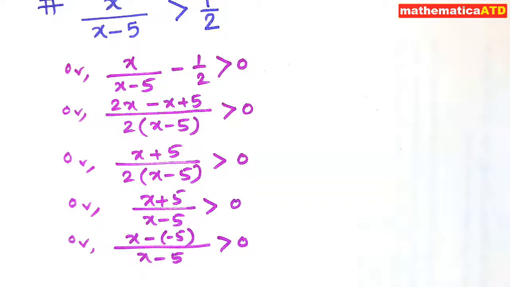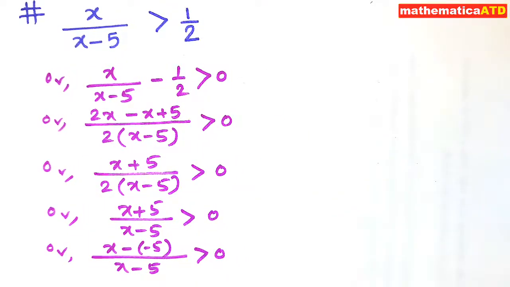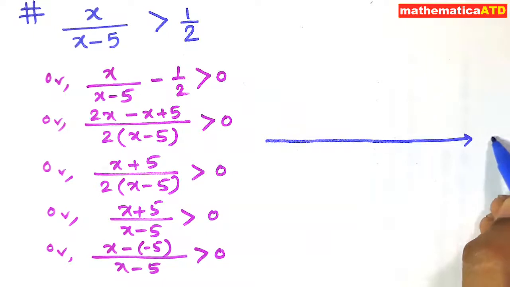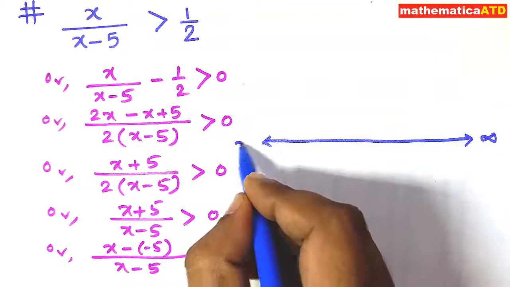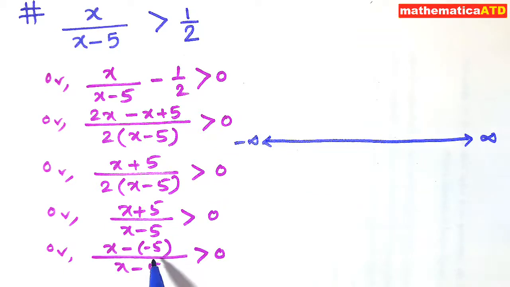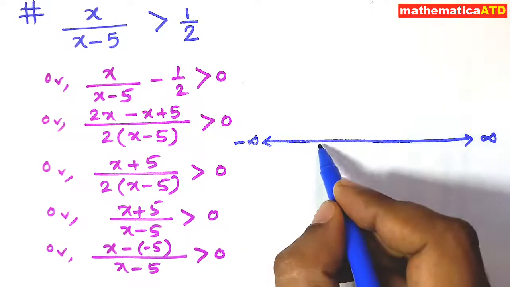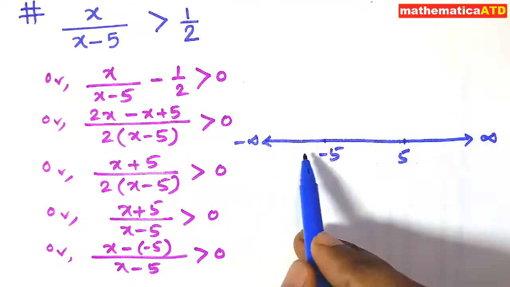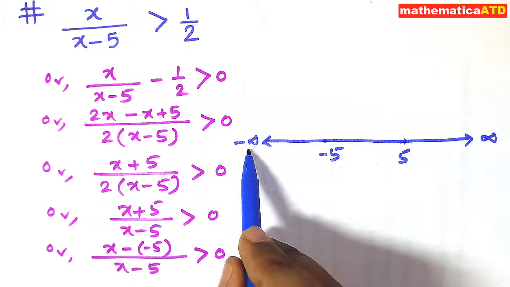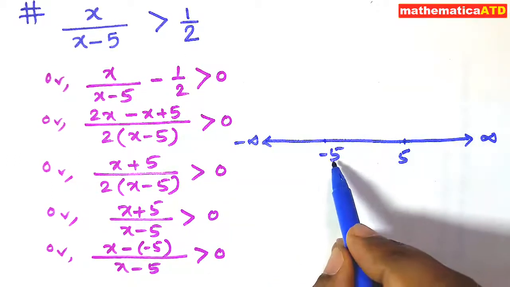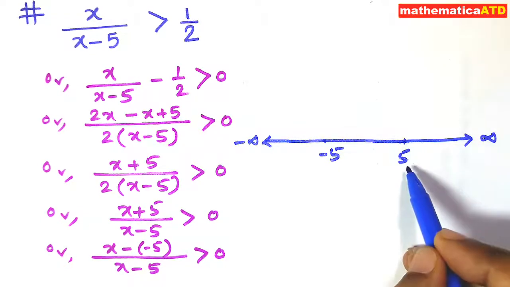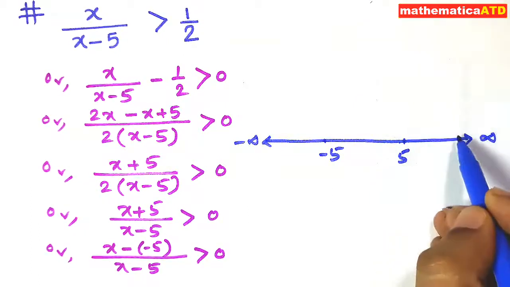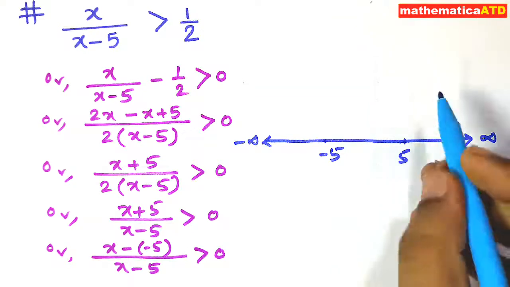Negative 5 and 5. Friends, we shall now plot these points on the real line. The right side is for positive infinity, the left side is for negative infinity. Now the critical points will be plotted on this real line. Say this point is -5 and this point is positive 5. So three zones are created. One is negative infinity to -5. Second one is -5 to 5. And third one is from 5 to positive infinity. Okay. Friends, on the extreme right, we put the positive sign.